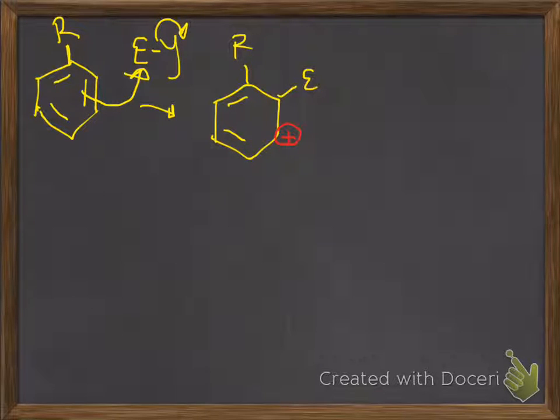If this was a clock, it would be like a 4 o'clock. Okay, but there is resonance that's possible. So let's just draw the possible resonance structures. One is that the double bond can swing over. So what would that look like?